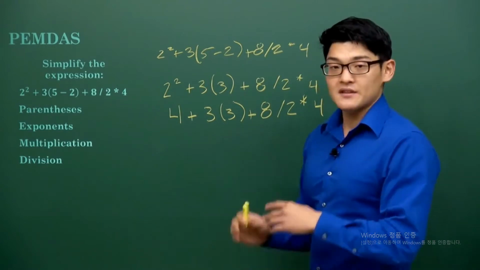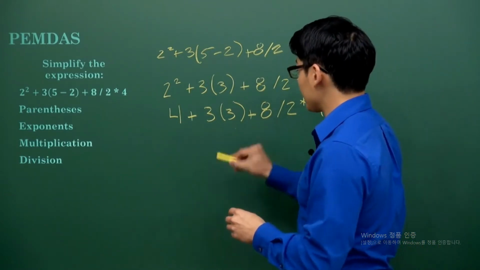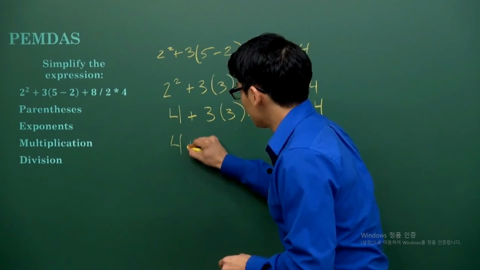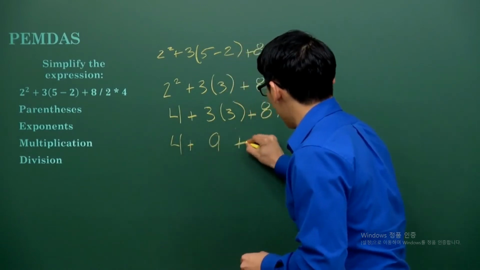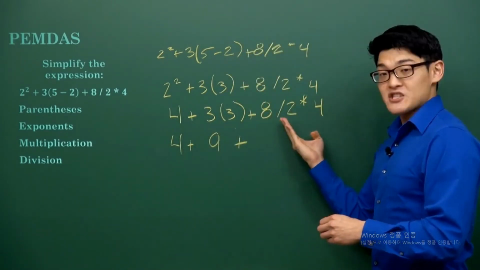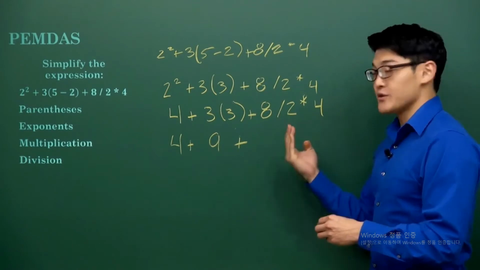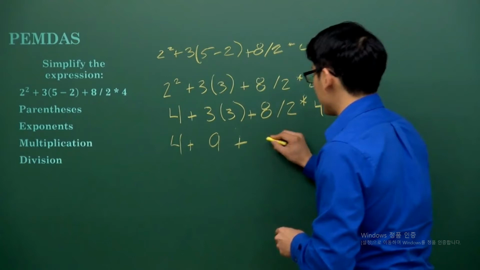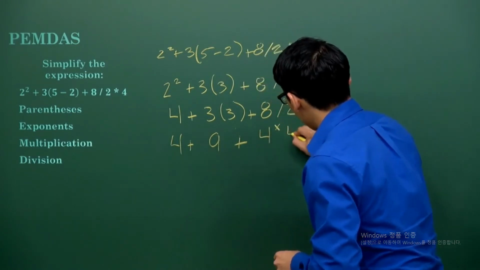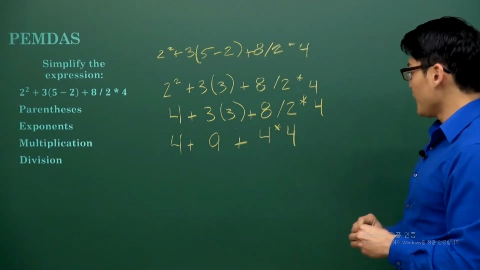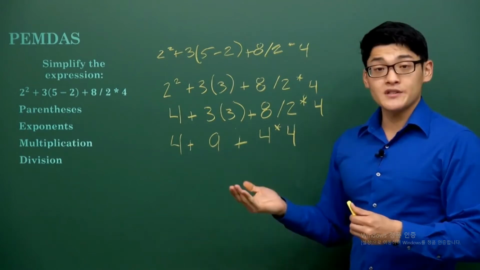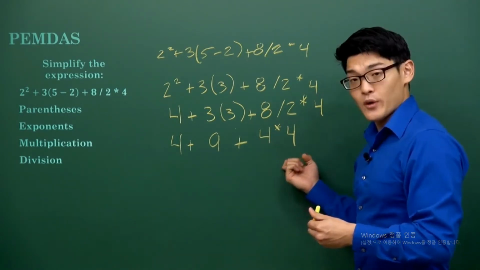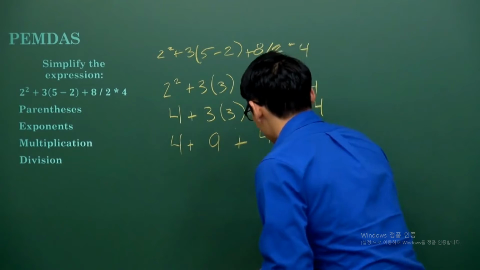So let's go ahead and look. Well, 4 plus something, that's not multiplication. 3 times 3, that is something. So plus 9 plus, so 8 divided by 2. That's the next thing we're going to do. Again, we're reading from left to right. That's very important. So we're going to do 8 divided by 2, and then we're left with times 4. Well, the next thing we're going to do is 4 times 4, and that's going to be 16.